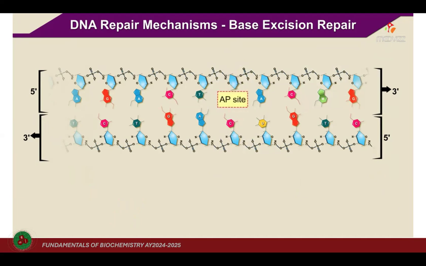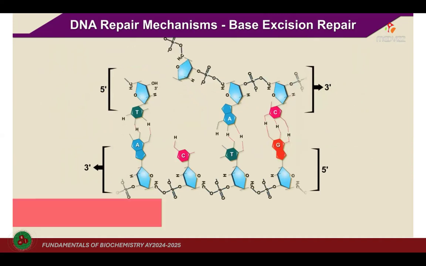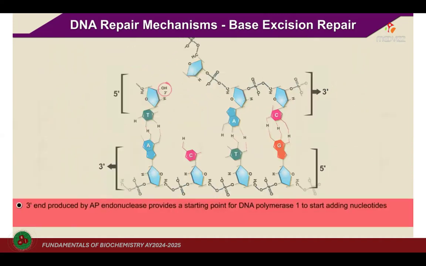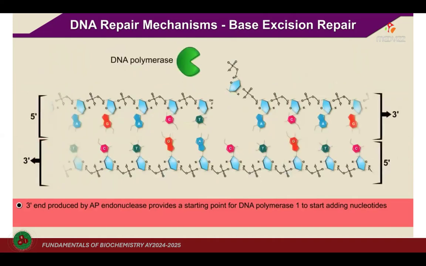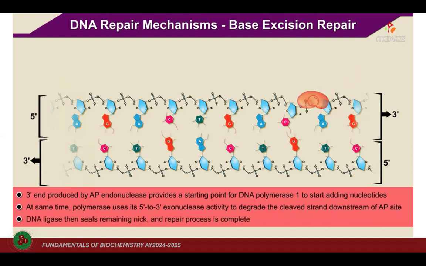In this case, it is missing a purine and is therefore an apurinic site. If it were missing a pyrimidine, it would be an apyrimidinic site. The next step in base excision repair involves AP endonucleases that specifically cleave the phosphodiester backbone at AP sites. The 3' end produced by the AP endonuclease provides a starting point for DNA polymerase I to start adding nucleotides. At the same time, the polymerase uses its 5' to 3' exonuclease activity to degrade the cleaved strand downstream of the AP site. DNA ligase then seals the remaining nick, and the repair process is complete.